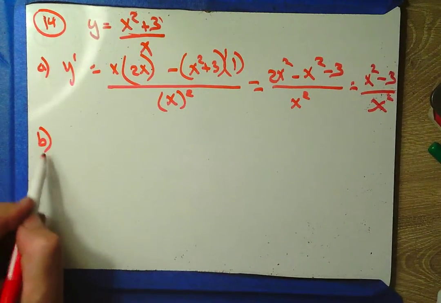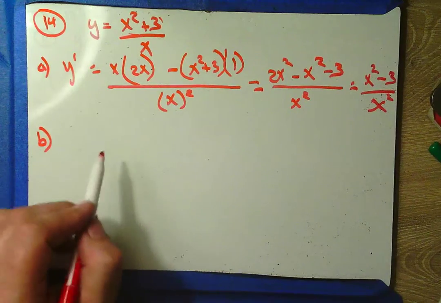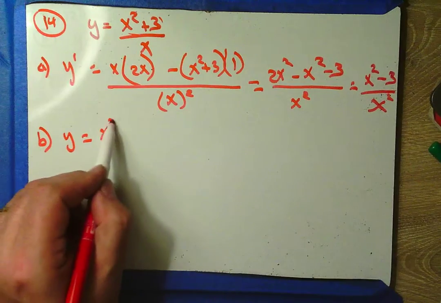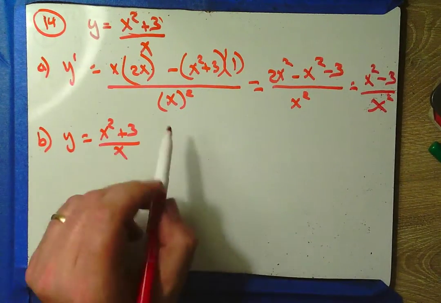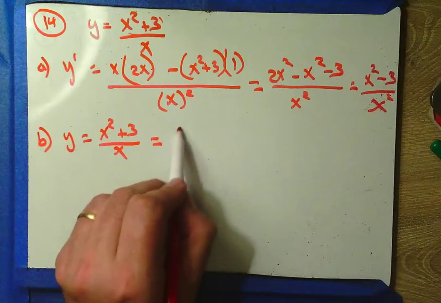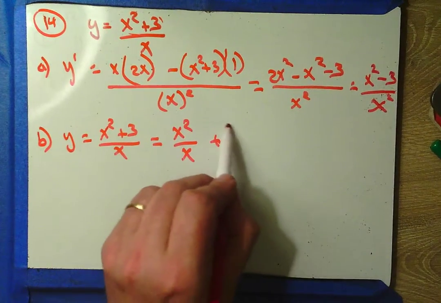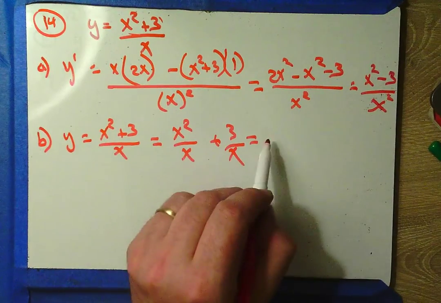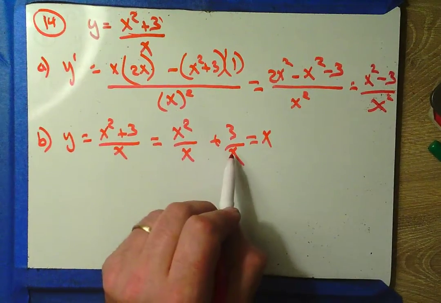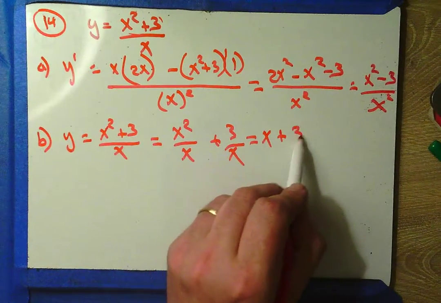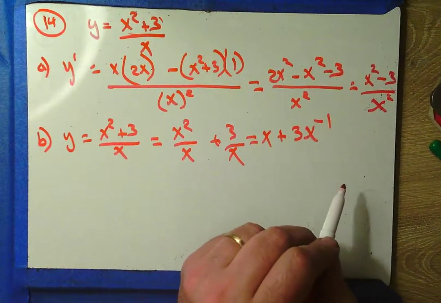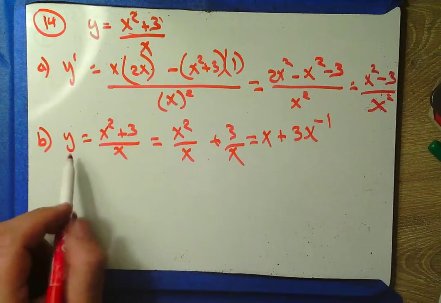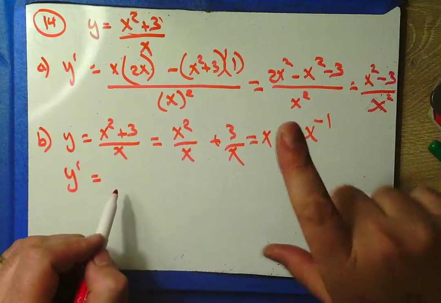Okay. They also asked us to consider this problem by simplifying, rewriting this as a sum of terms. So y, we started off with x squared plus 3 over x. But now we're going to rewrite this as x squared over x plus 3 over x. Now, here, I can simplify this just to be x. But here, I'm going to flip this up and make it 3x to the minus 1. So now I haven't taken any derivatives yet. I've just been doing some algebra. It's time to take the derivative y prime of this.